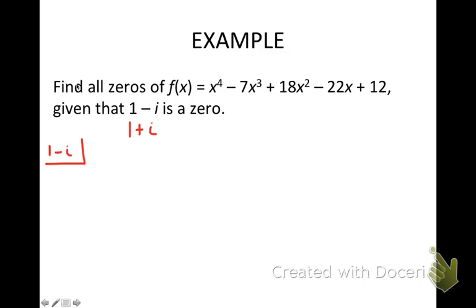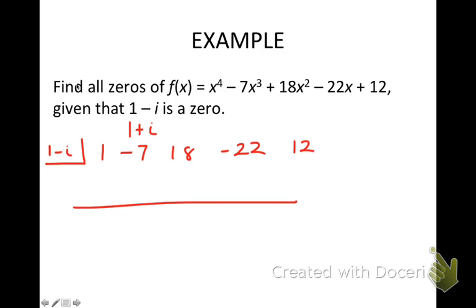My coefficients are 1, negative 7, 18, negative 22, and 12. Bring down the 1. What's 1 times 1 minus i? 1 minus i. All right, so what do I get when I add those together? I get negative 6 minus i, right?